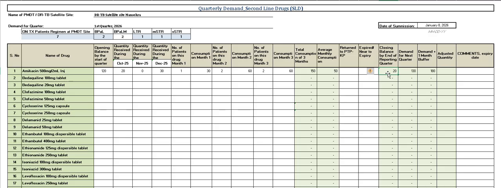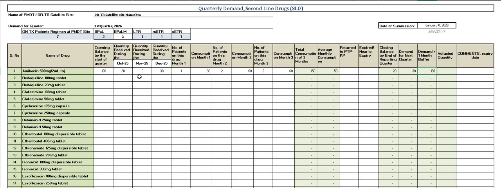By entering this data, you find that for your next quarter you need 150 injections and 20 are already in stock. So 150 minus 20 will become 130, and when you add 1 month extra buffer stock, our monthly consumption, it will be added to it. This will become 180 injections. So this is the procedure for how you will enter the data for each and every drug.